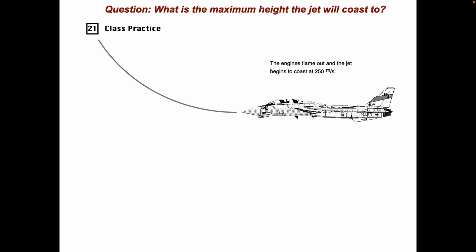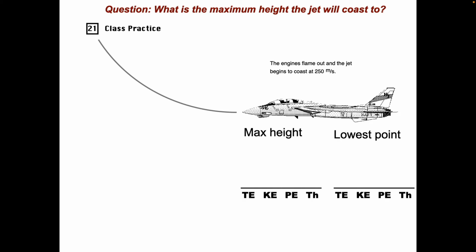So when I look at this, I'm going to start with my LOL energy diagrams. So I'll start by comparing my 2 points. One of them is going to be the lowest point because I know the height and I know the speed at the lowest point. And the second one is going to be the highest point because the question asks what's the maximum height the jet will coast to. So pick the points based on where you know V and H and where the question points you. So here's the maximum height.